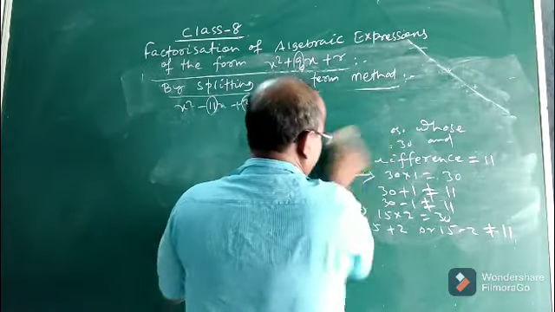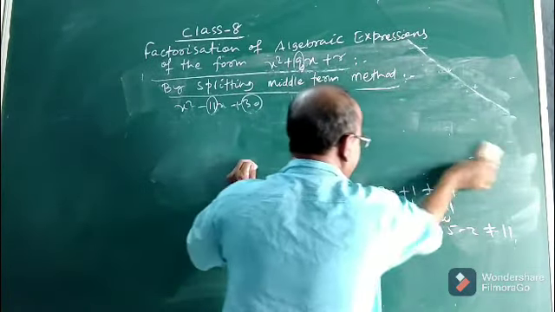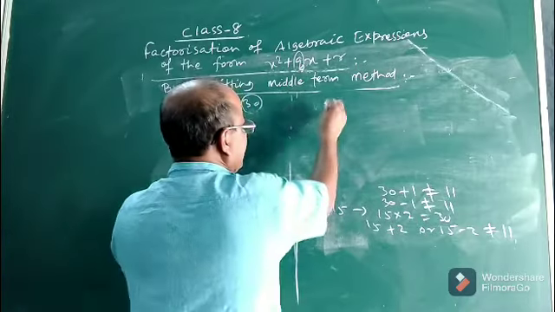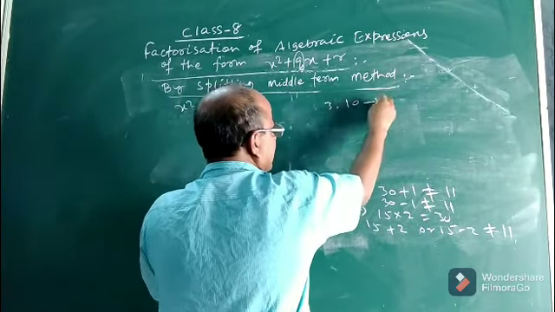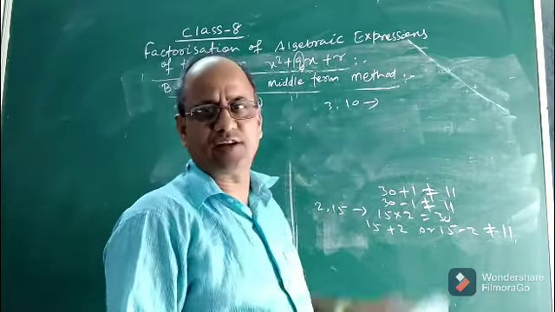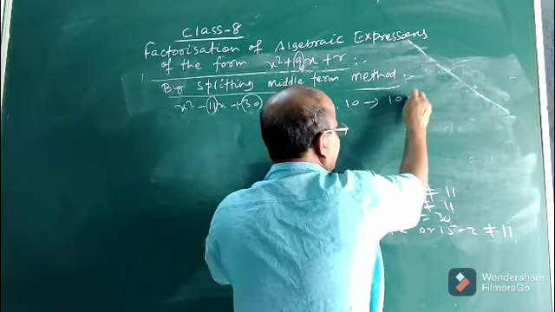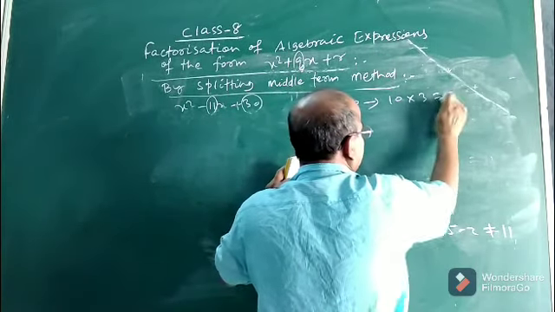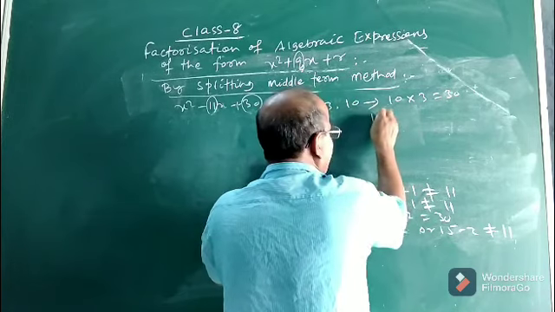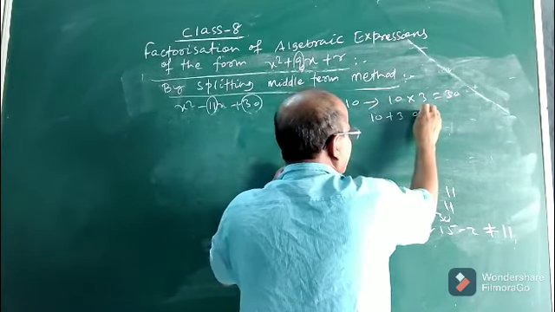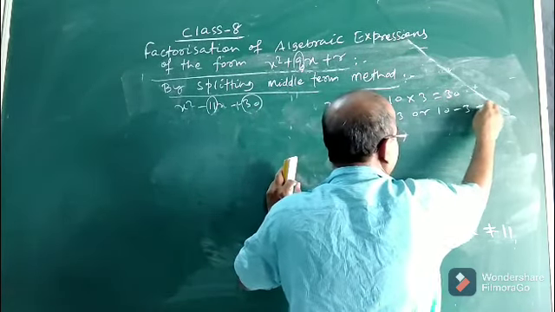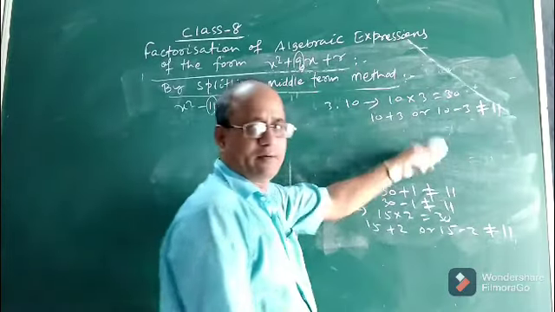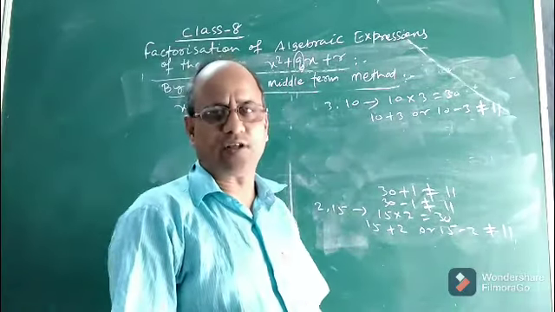Next, you see, suppose I take 3 and 10. The two numbers may be chosen as 3 and 10 because 10 into 3 is 30, but 10 plus 3 or 10 minus 3 is not equal to 11. Their sum or difference is not equal to the middle term.